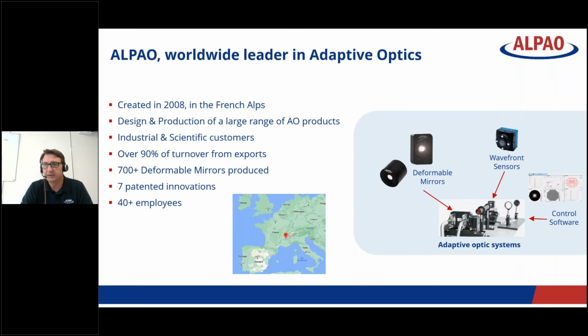So just a few words about Alpao. We were founded in 2008 in France, and we are designing and producing a lot of different products for adaptive optics, including wavefront correctors, wavefront sensors, and software and full systems. Of course, we are a very international company because adaptive optics is a worldwide market, and we have produced more than 700 deformable mirrors up to now, and we are a bit more than 40 people in the company.